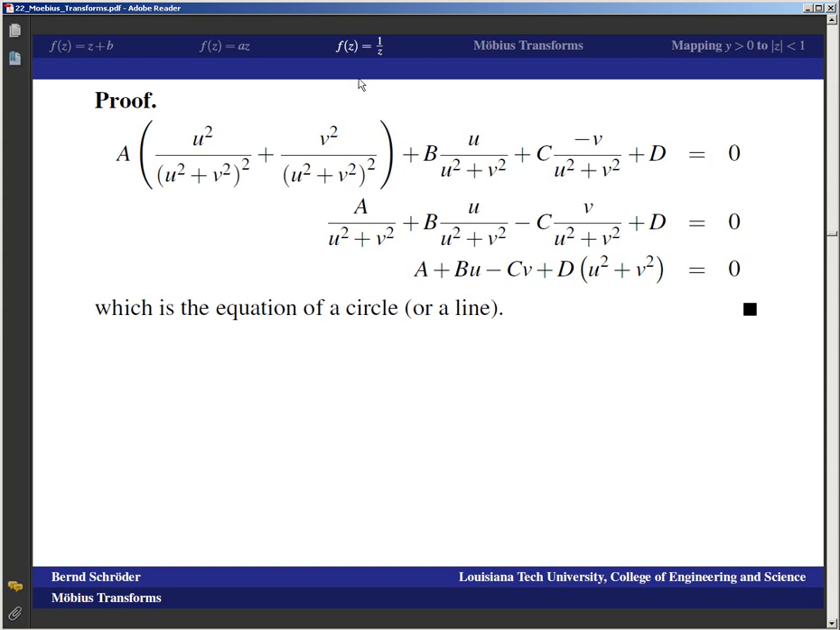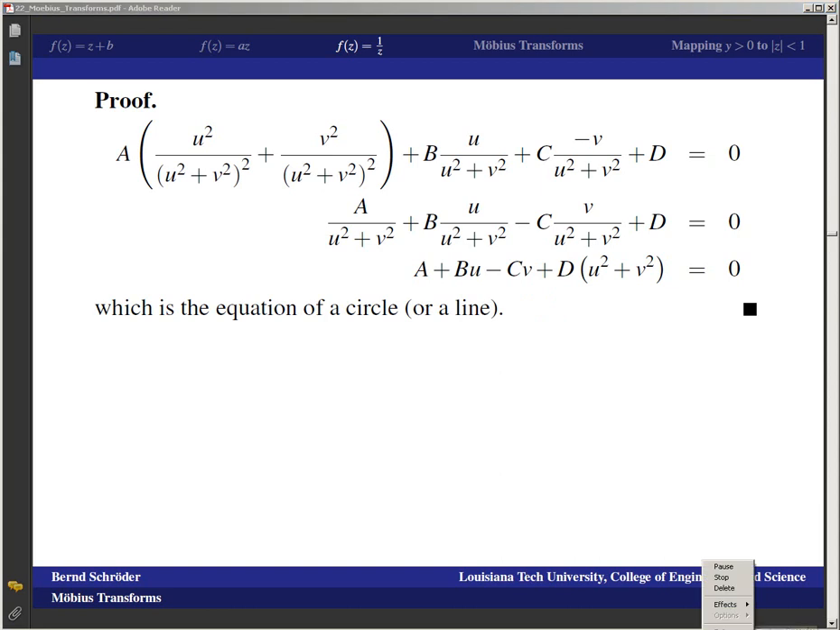So this means that f of z equals 1 over z is a function that maps circles or lines to circles or lines. But you can also see that if a is equal to 0, then the input would have been a line, and that goes to a circle, and if d was equal to 0, then the input would have been a circle, and that goes to a line, assuming always that the other numbers are not 0.